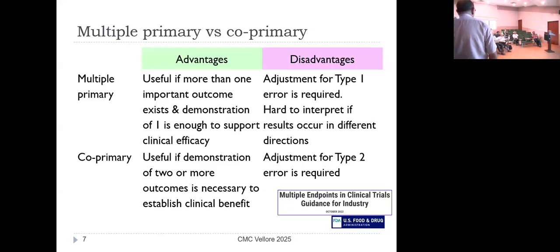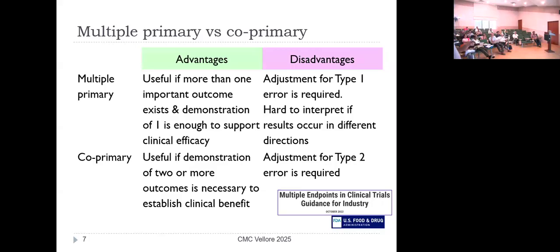So many people don't see the distinction that the FDA wants you to see. So I have to talk to the investigator and say, are you really sure you want to call them co-primary? Well, yeah, they're equally important. But if you show it on one and not the other, oh yeah, that's equally important. Then they're multiple.